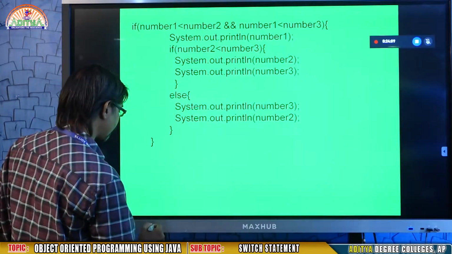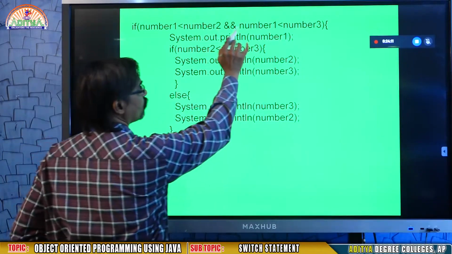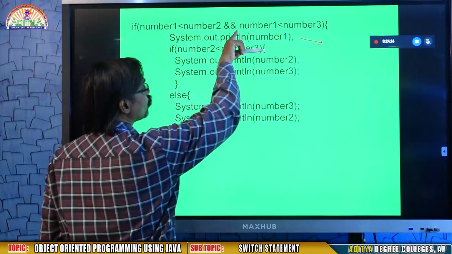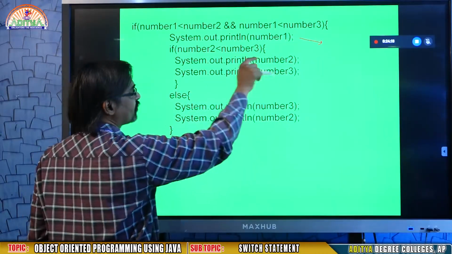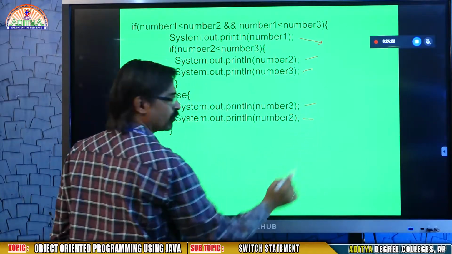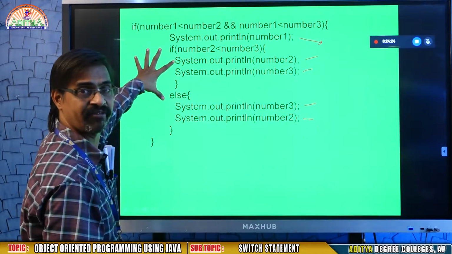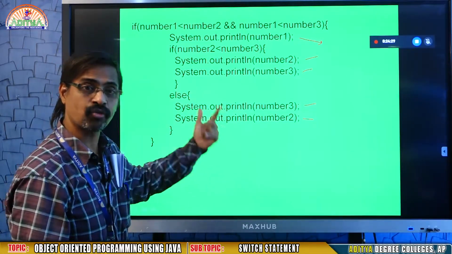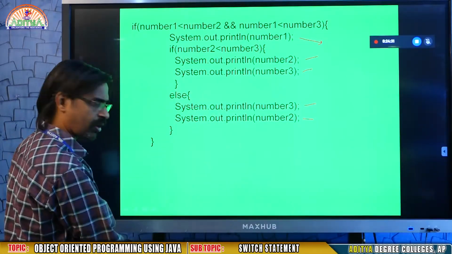The first if block is like this. If number 1 less than number 2 and number 1 less than number 3, print number 1. Whereas the remaining 2 numbers are 2 and 3. So if 2 is less than 3, print 2 followed by 3. Otherwise, print 3 followed by 2. This case is okay when the first value is smaller. In case the first value is not smaller, then write the continuation. This is the continuation program.